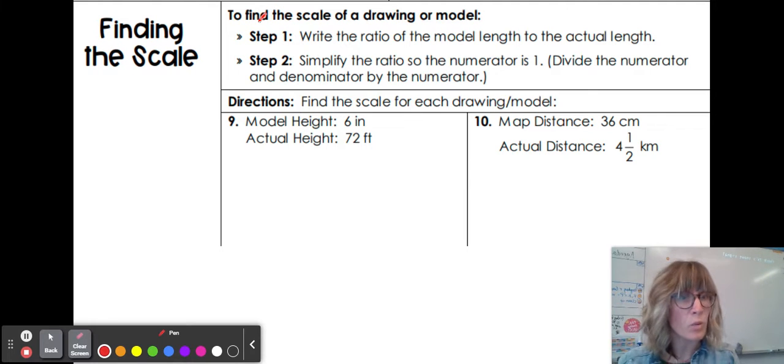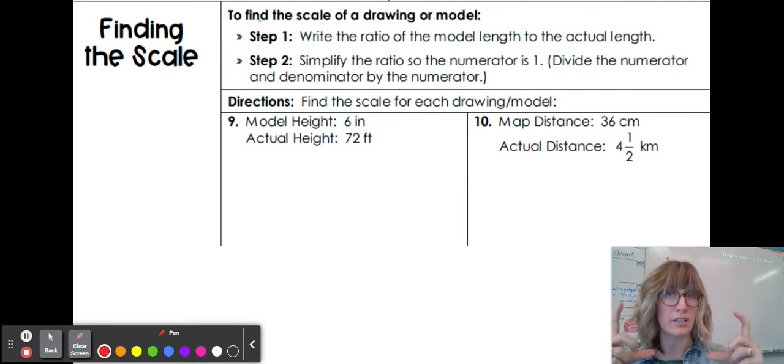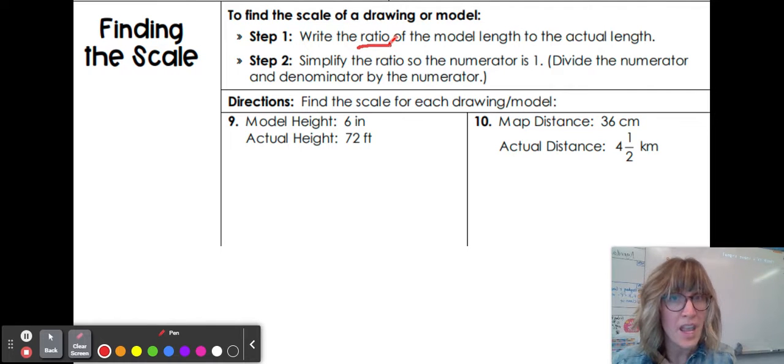So now we want to find what the scale factor essentially is. We're given some information here about how to do that. The first step will be that you want to write the ratio of the model length to the actual length. Okay. And then we're going to simplify it so that the ratio has a numerator of 1. So let's try this out and see if we can make some sense of that.